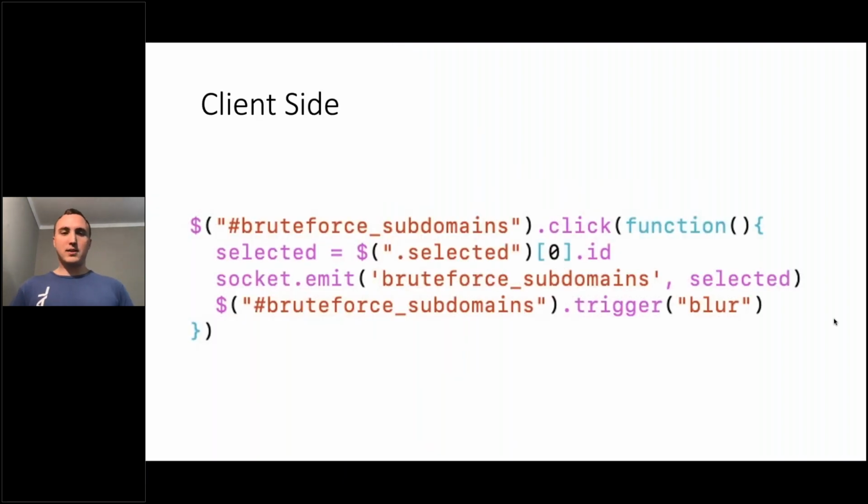Client side, here's just an example of if we were going to run a brute forcing module going through the Alexa list on a domain. That would be triggered client side with some code like this, where we check to see what's the node that's currently selected. And then we'll just emit an event on the socket with the server that says brute force subdomains, and it passes the selected node as an argument.